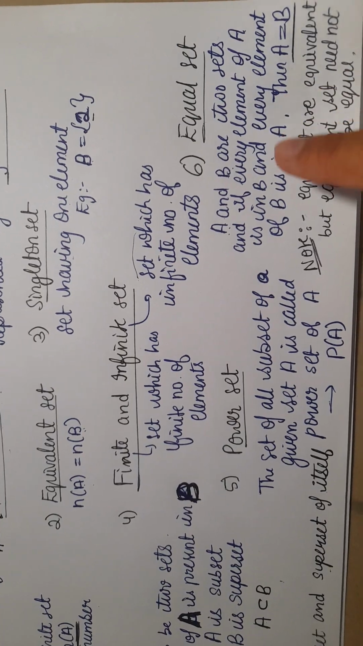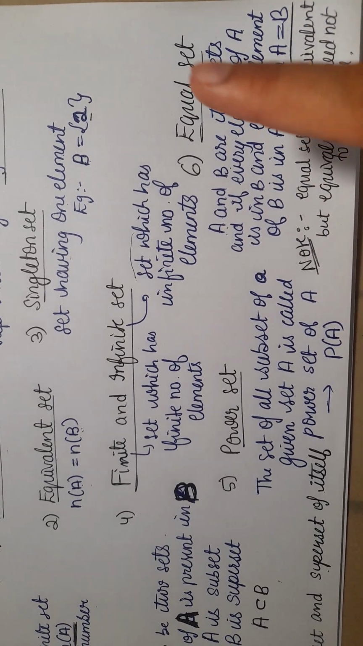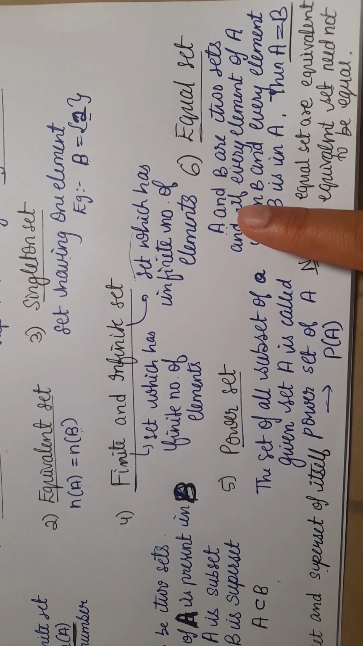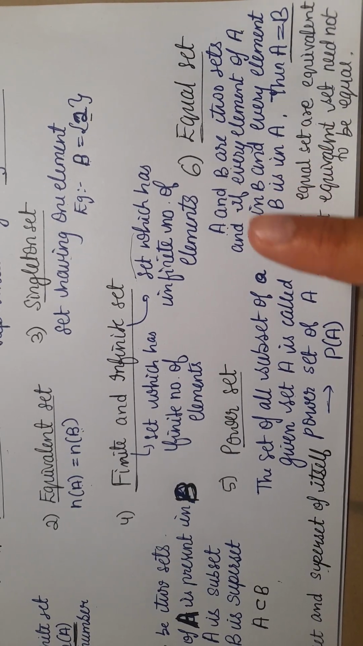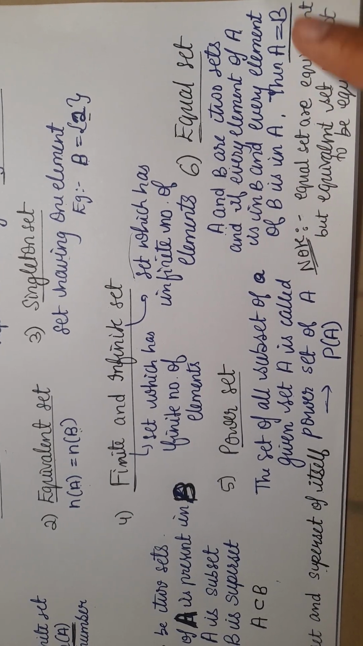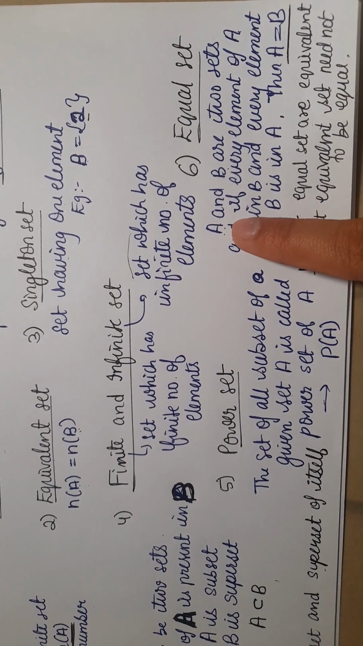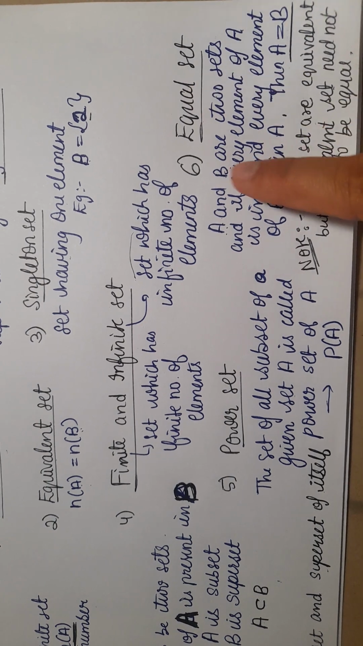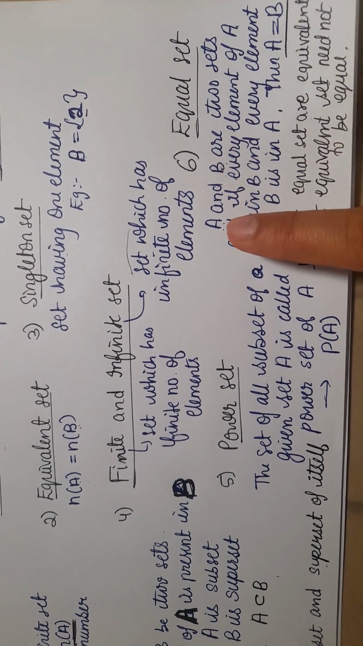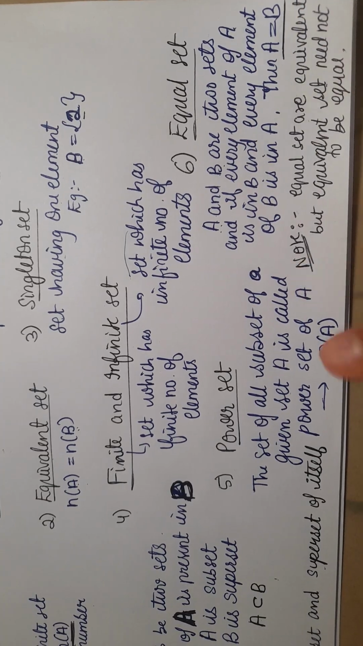The sixth one is equal set. If A and B are two sets, and if every element of A is present in B and every element of B is present in A, then A equal to B, that is equal set. इसके अंदर जो भी elements होते हैं A के अंदर, if it is present in B and all the elements of B are present in A, we can tell that A equal to B, that is they are equal sets.